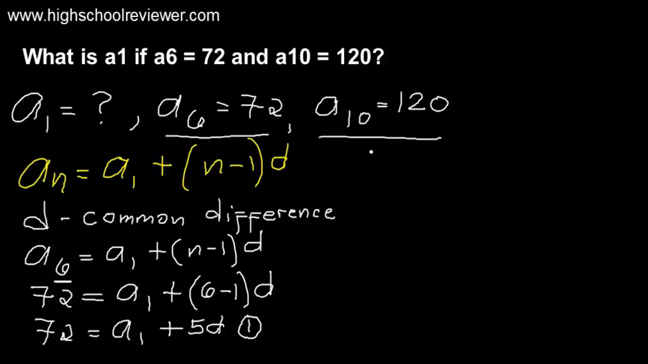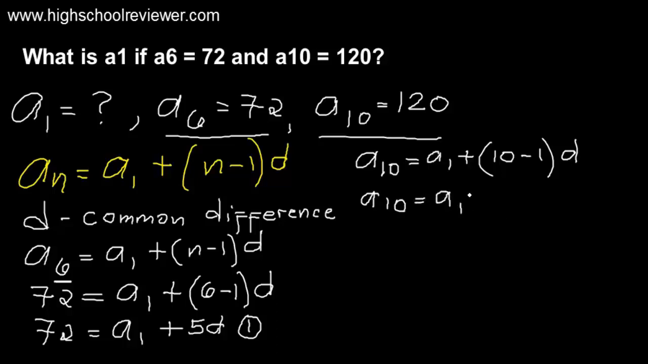For our a sub 10, this will be equal to a sub 1 plus our n here is 10 minus 1 multiplied by d. So our a sub 10 is equal to a sub 1 plus 10 minus 1, which is positive 9, multiplied by d. This will be positive 9d. This is our equation 2.